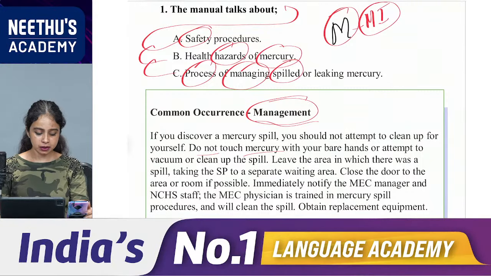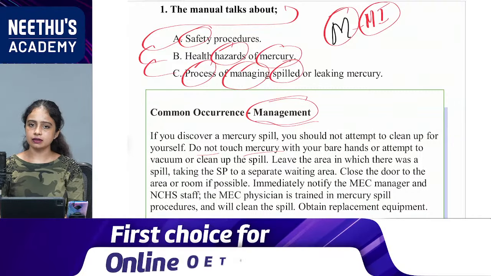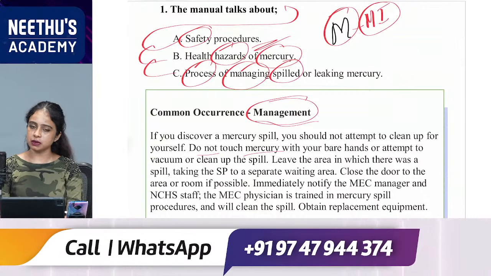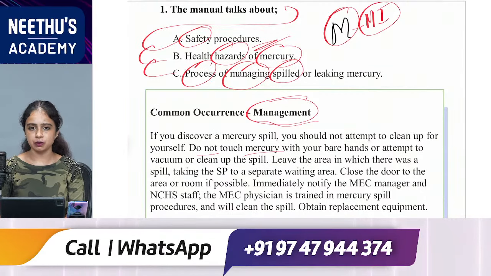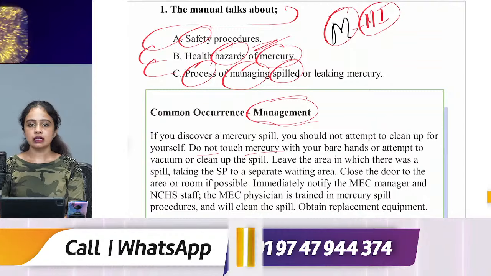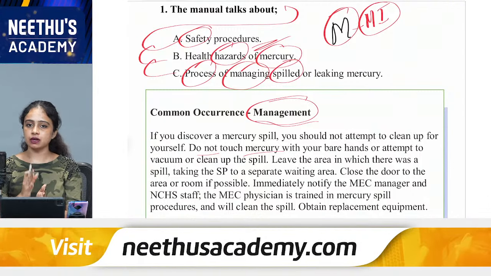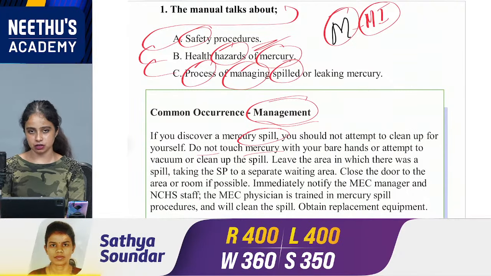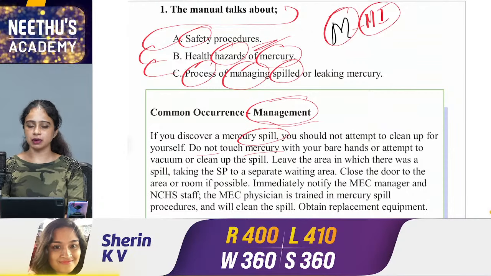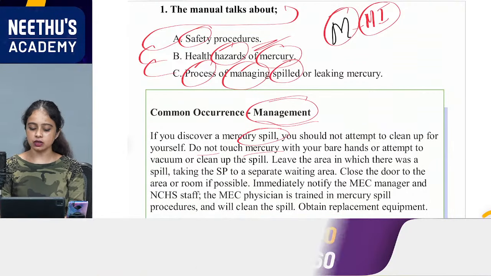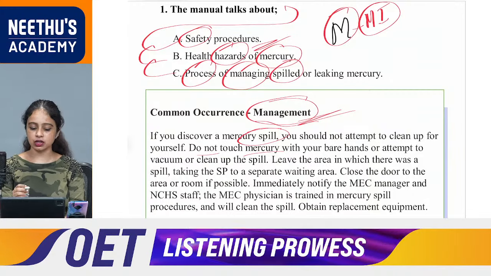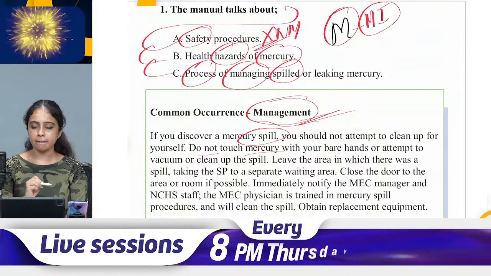So how is it option C? Any idea why it is option C? What is option A? Safety procedure. So what are the safety procedures mentioned here? Here they have mentioned that if you discover a mercury spill, if you notice a spill, then what you have to do, how you can manage it. So it's not about the safety procedures, it's all about how you can manage a mercury spill. That is why I already told you it's all about the management. So you can eliminate option A, not mentioned.